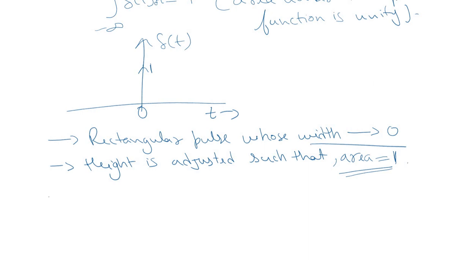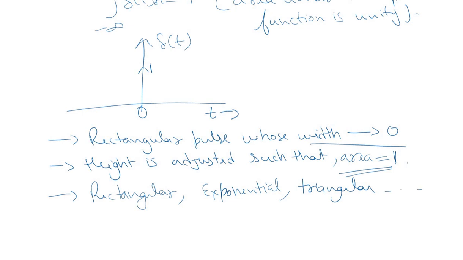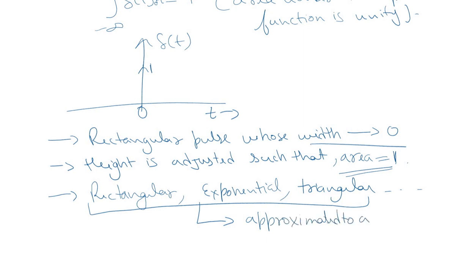So pulses such as rectangular pulses, or you can say exponential pulses, triangular pulses, and many other pulses may be used in impulse approximation. These pulses can be approximated to an impulse function.